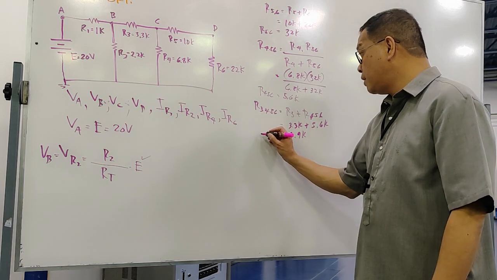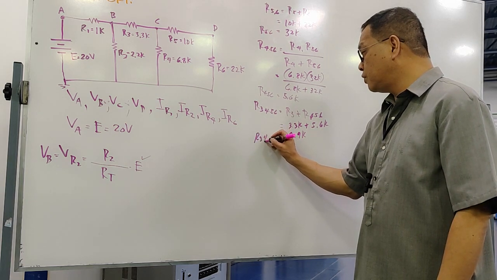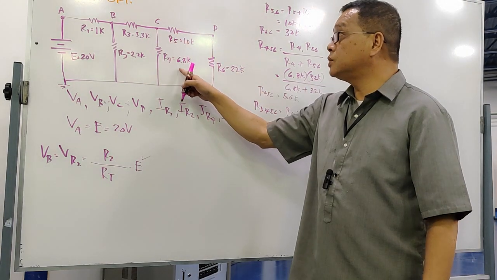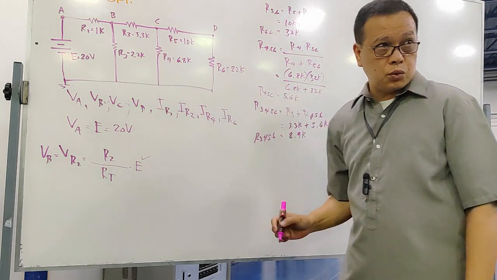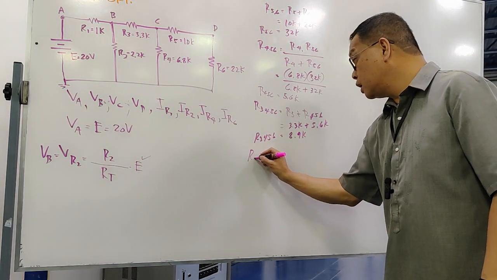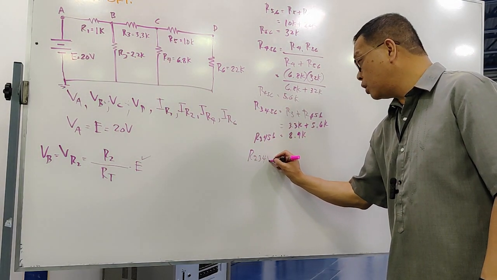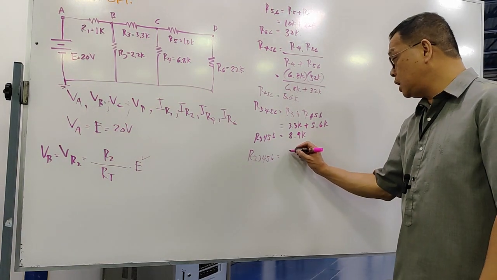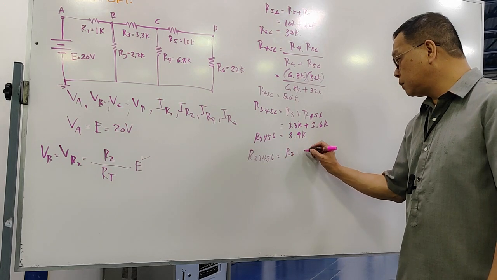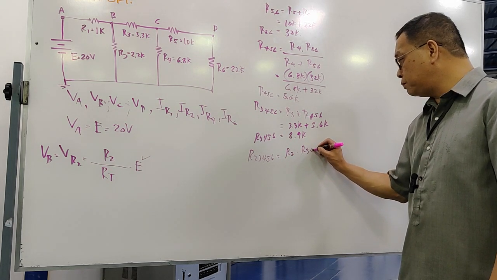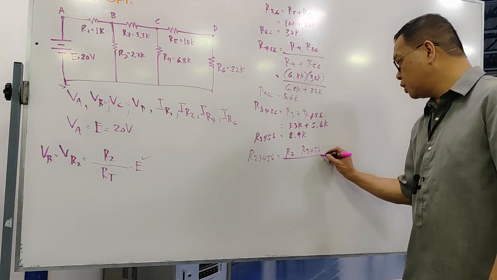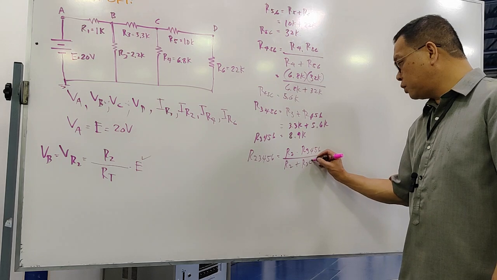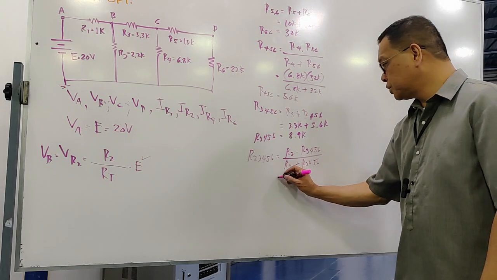So next we have this R3, 4, 5, and 6. Next, again, so this one is now series, again parallel to R2. So R2, 3, 4, 5, 6, we can say, that would be R2 parallel, multiplied by R3, 4, 5, 6 over R2 plus R3, 4, 5, and 6.